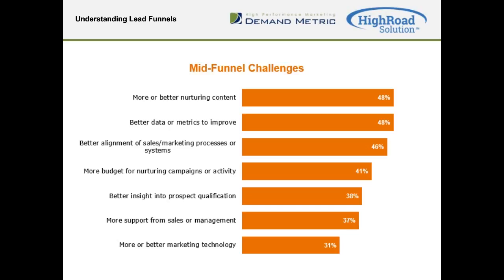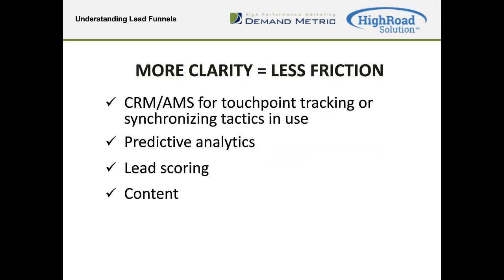So as was the case at the top of the funnel, the conditions under which leads qualify to move from one section of the funnel to the next are not always clear. So the greater the clarity, the less friction involved in migrating those leads. So in the case of moving leads from the mid to the bottom funnel, a number of the technologies and approaches correlate to greater clarity about the movement of those leads. So here we have the CRM or AMS system for touchpoint tracking or synchronizing tactics that are in use. We have predictive analytics, lead scoring, and content.